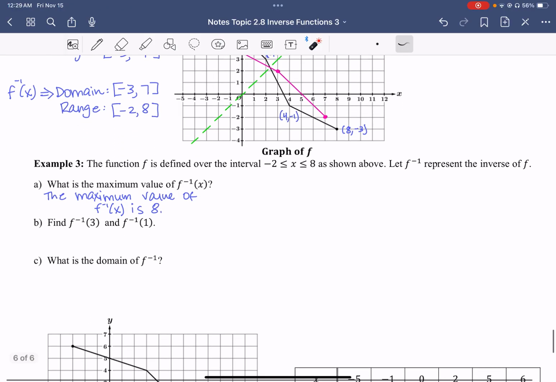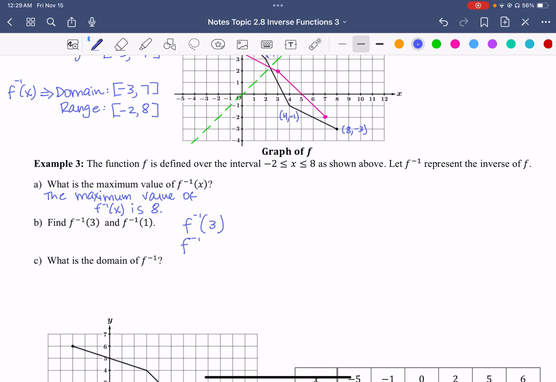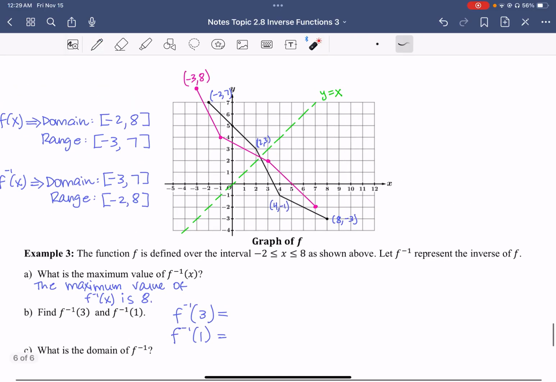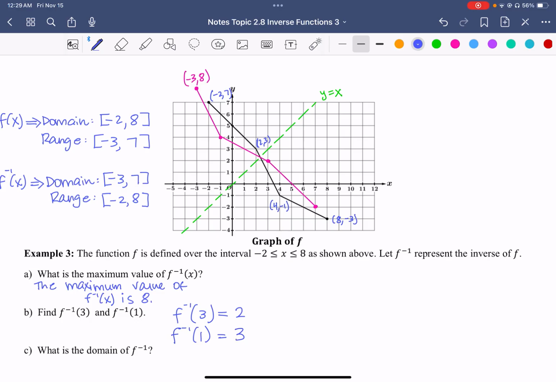The next part says find the inverse of f of 3 and find the inverse of f of 1. Okay, so I'm going to go to where x equals 3, and I'm going to find the pink line, and I see that y value is 2. And then I'm going to go to where x equals 1. I'm going to find the pink line, which is my inverse, and the y value there is 3.